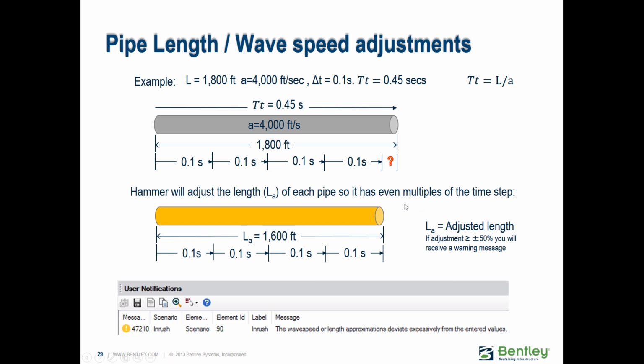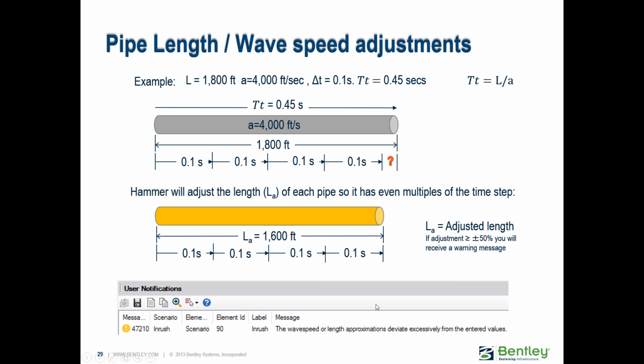A lot of the time modelers will include really small pipes that may have just been left over from WaterCAD or something like that. And if it's really, really short, and say your time step is 0.1 seconds, then based on that wave speed there, you can tell how much that pipe will have to be extended to meet that requirement. And by default, if that adjustment to the length exceeds 50%, so if the new length is 50% or more compared to the original length, then it will generate this notification.